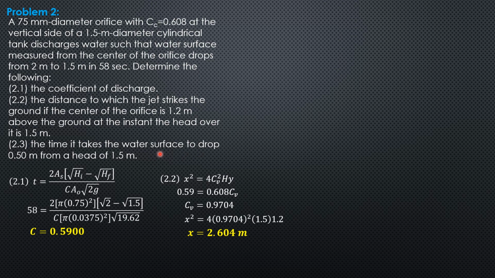So if the initial head is 1.5 and it drops 0.5 meter, the final head is 1.5 minus 0.5, so it is 1. Substitute into this formula. So T equals 2 pi 0.75 squared, quantity square root of 1.5 minus square root of 1, over 0.59 pi 0.0375 squared times square root of 19.62. Again, cancel pi, and using the calculator, time is 68.8 seconds. So that's it for this second example.